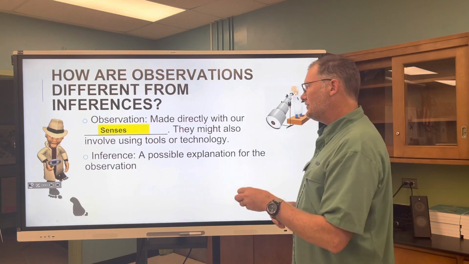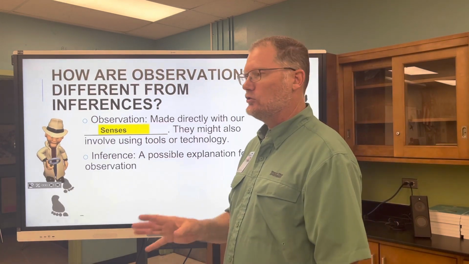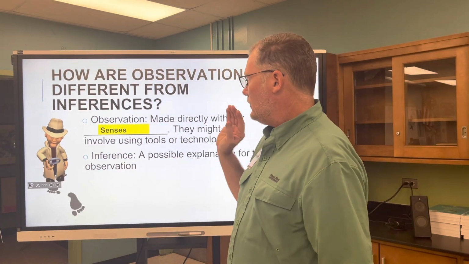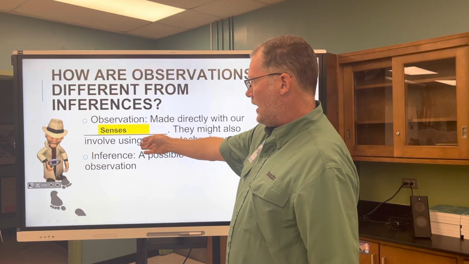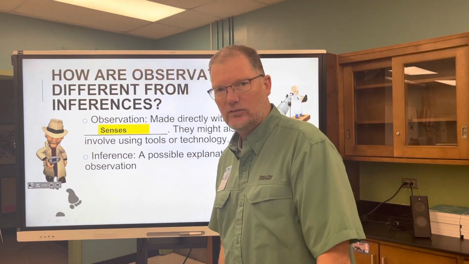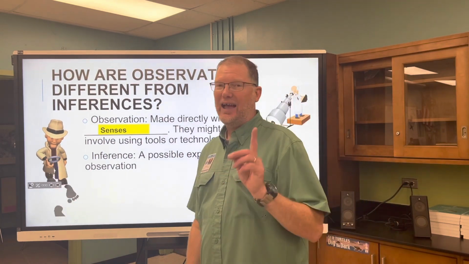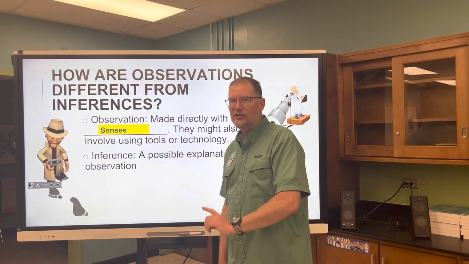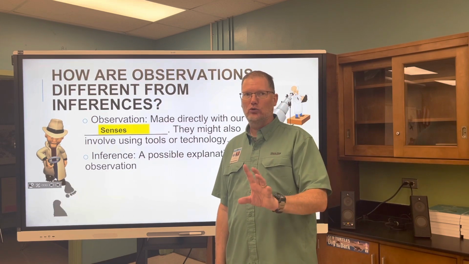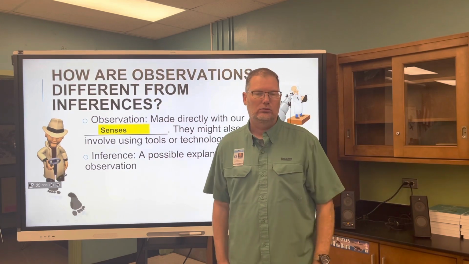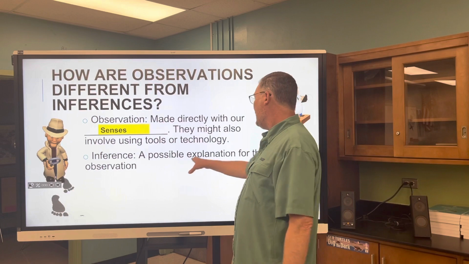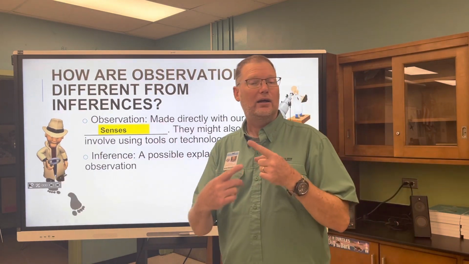Now, an inference is a little bit different. An observation is just, hey, that guy has a brown hat. Okay? An inference is, his hat is brown because he wants to blend in to the leaves. I don't know. Okay? It's a possible explanation for why I'm seeing something.